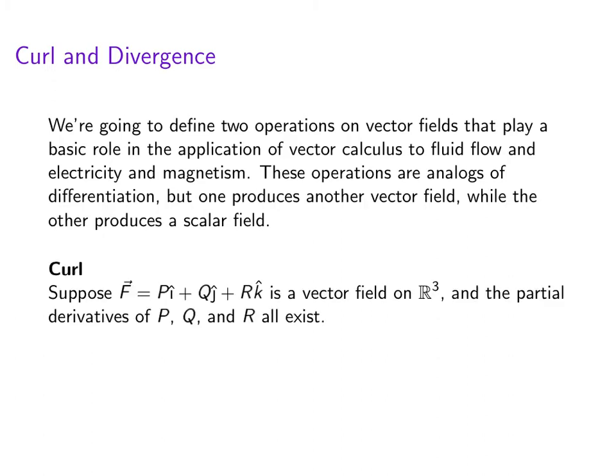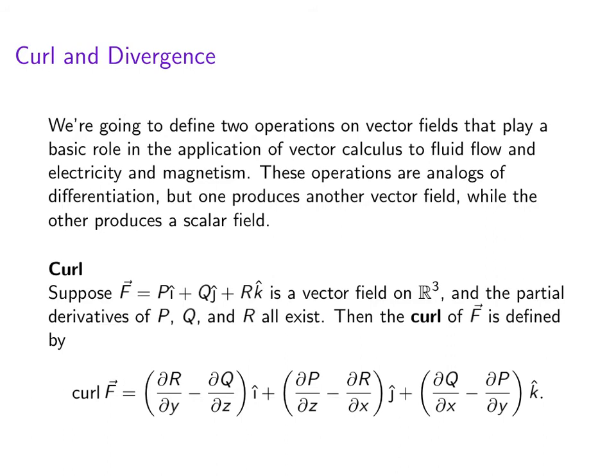Let's suppose that we have a vector field F, and it has components P, Q, and R. And let's just suppose that the partial derivatives of P, Q, and R all exist. Then we're going to define the curl of F like this. So the curl of F is another vector field. The i component is ∂R/∂y minus ∂Q/∂z. The j component is ∂P/∂z minus ∂R/∂x. And the k component is ∂Q/∂x minus ∂P/∂y.